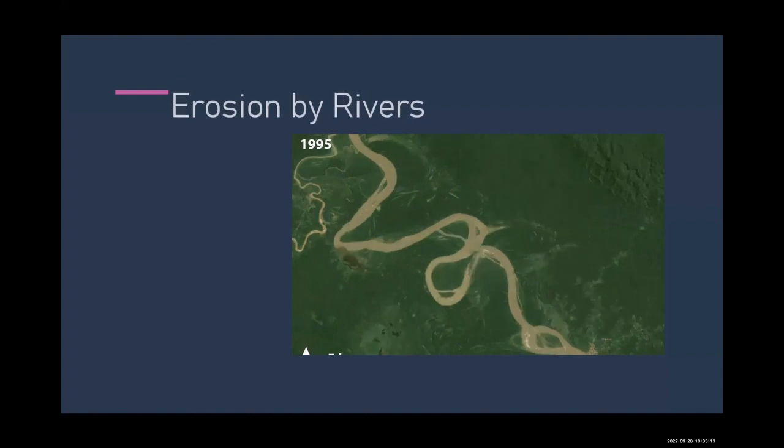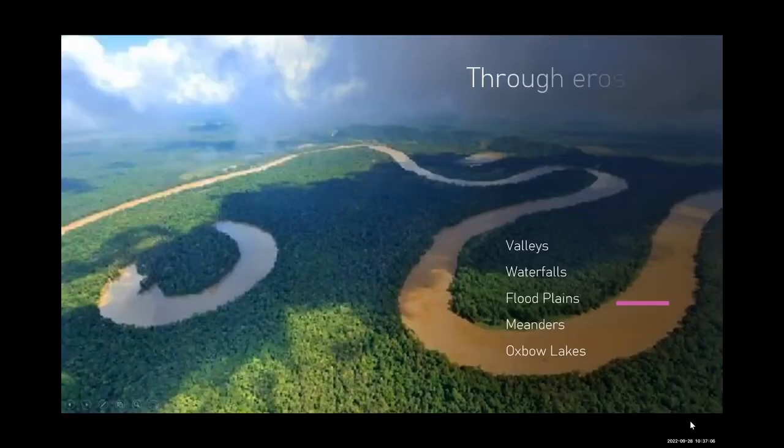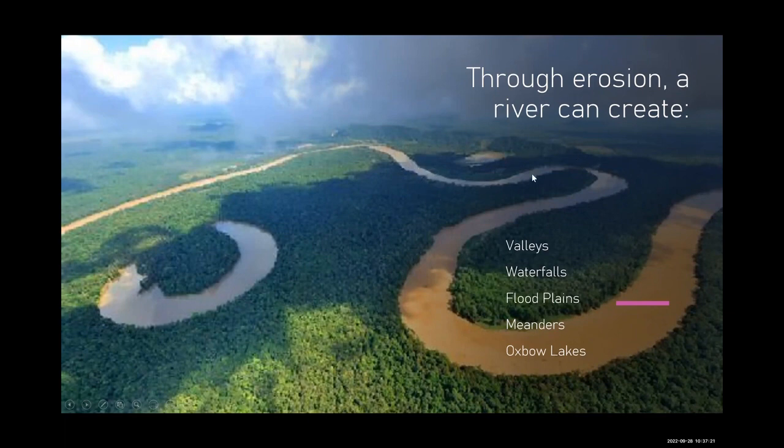Erosion by rivers. Through erosion, a river can create valleys, waterfalls, floodplains, meanders, and oxbow lakes. So this right here is an oxbow lake again. We're going to talk about that in a minute. And we're going to see meanders, these curvy things, this here, and floodplains and waterfalls and valleys.